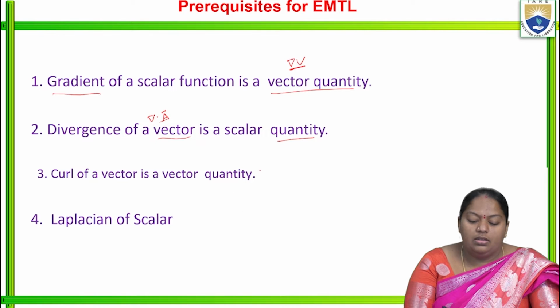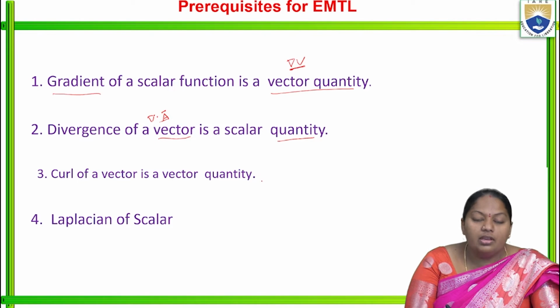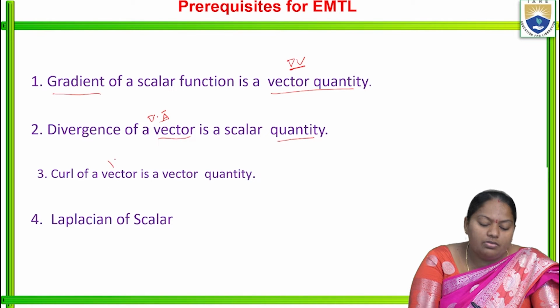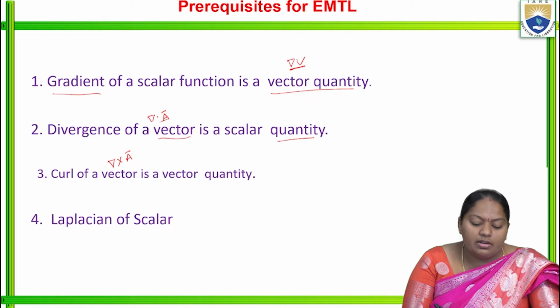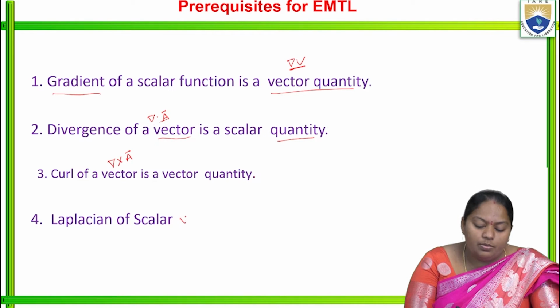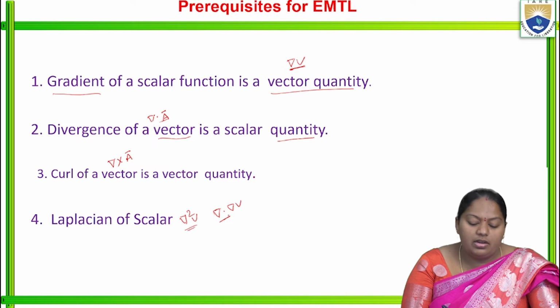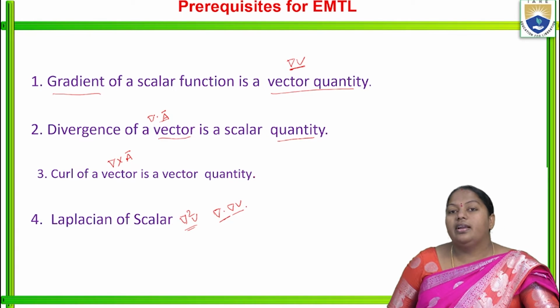Then the third type is the curl of a vector. Curl means the rotation of a vector in the clockwise direction. The curl of a vector is represented as del cross A bar. So, the curl of a vector is a vector quantity. These are the three operations of the del operator. Now, coming to the Laplacian of a scalar, it can be represented as del square V, or written as del dot del V. Del dot means divergence, and del V stands for the gradient of a scalar.